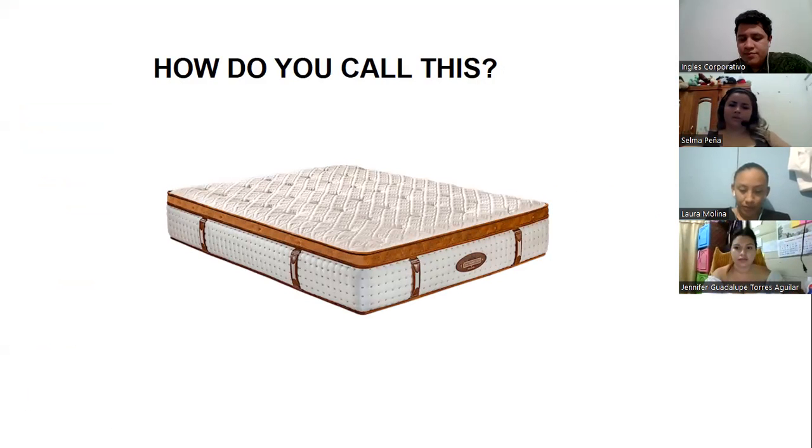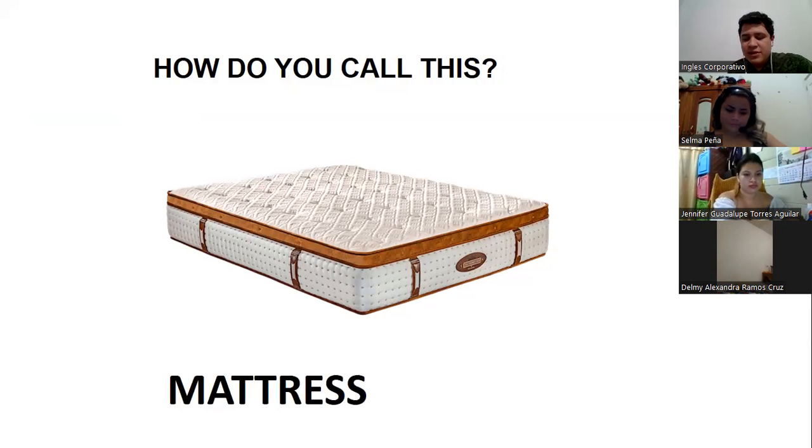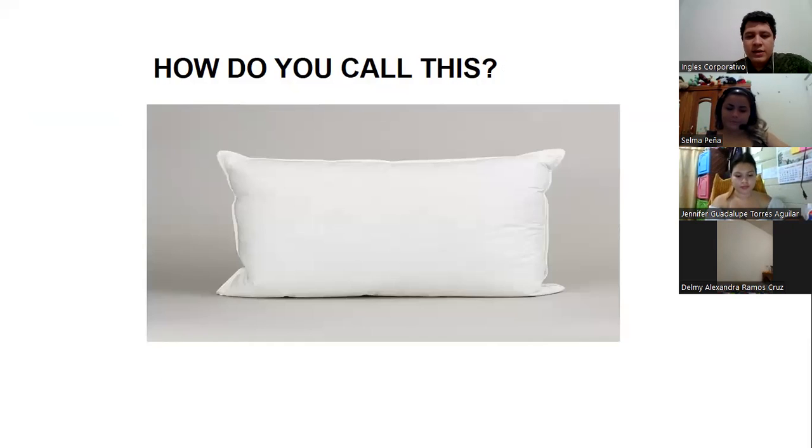Bed. Well, bed. No. Bed es el que tiene dos de estos, okay? Dos de estos, las almohadas, okay? But what is this, guys? El colchón. How do you say colchón in English? Do you remember, guys? We saw this one before. So, guys, we call this one mattress, okay? Mattress, okay? El colchón, mattress.